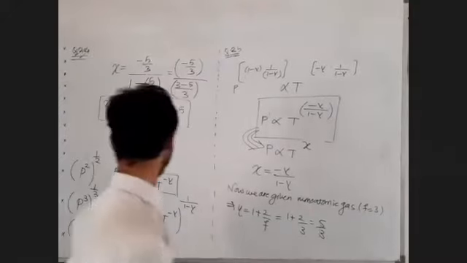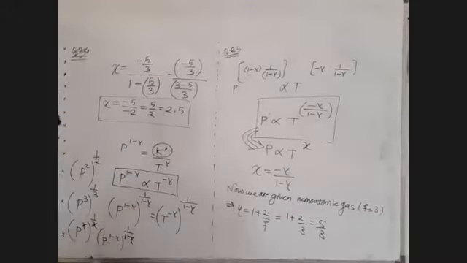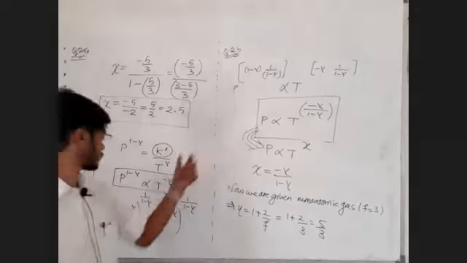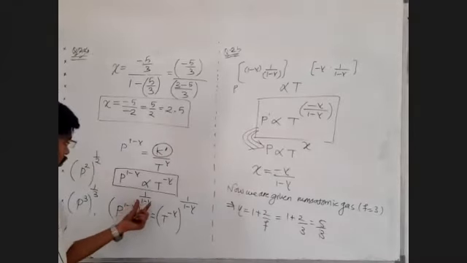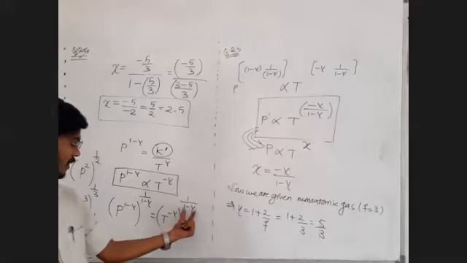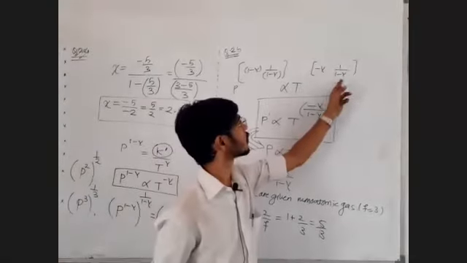Taking the 1 minus gamma root on both the sides. Then index of index becomes multiplication of index: 1 minus gamma will be multiplied with 1 upon 1 minus gamma. So the multiplication of index, minus gamma, will be multiplied with 1 upon 1 minus gamma.